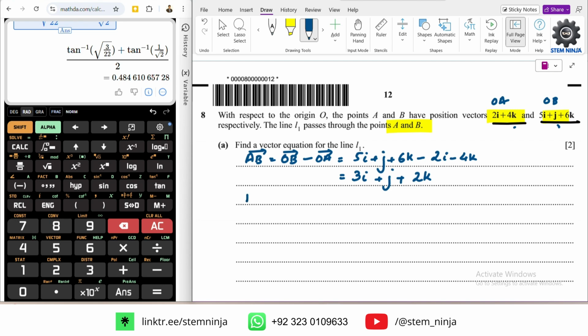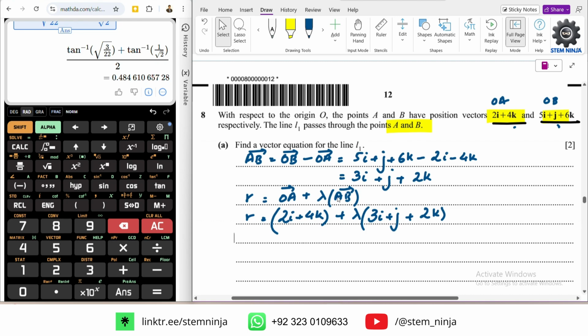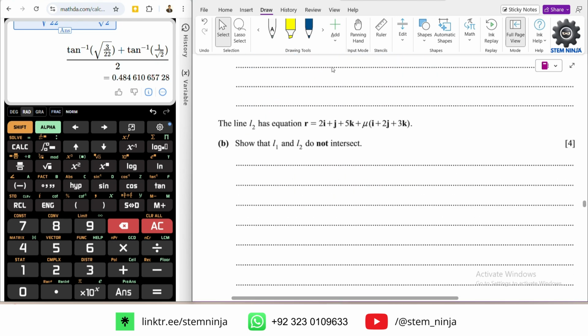So the vector equation for L1 is r is equal to OA plus lambda AB. So OA is 2i plus 4k plus lambda times 3i plus j plus 2k, and that is your position vector for line L1. Okay, the line L2 has equation this. Show that L1 and L2 do not intersect.